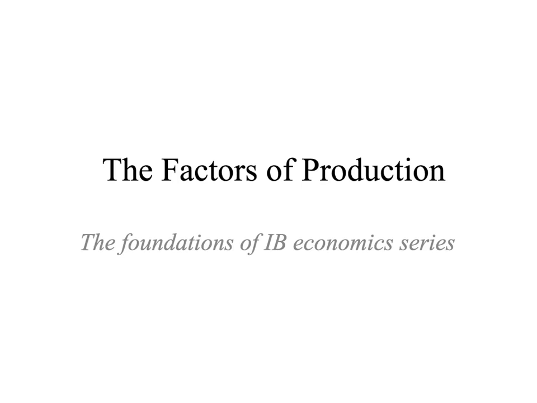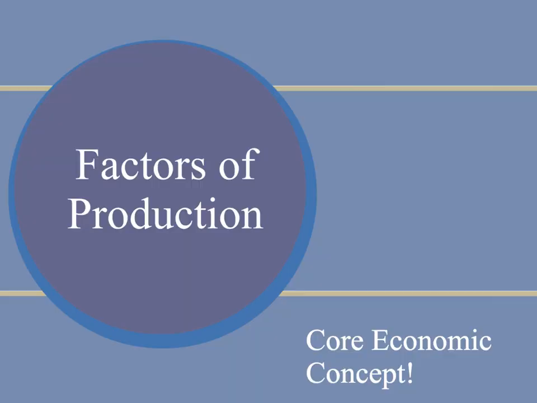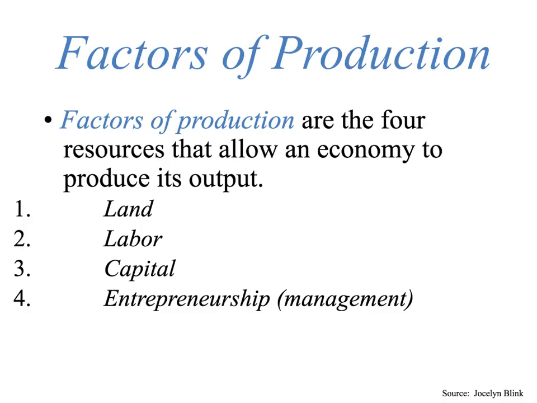So today we're going to take a look at factors of production, and these are the things that suppliers use in order to create goods and services. There are four main factors of production, which are the four resources that allow an economy to produce its output. They are land, labor, capital, and entrepreneurship, which sometimes is referred to as management. Remember them in that way.